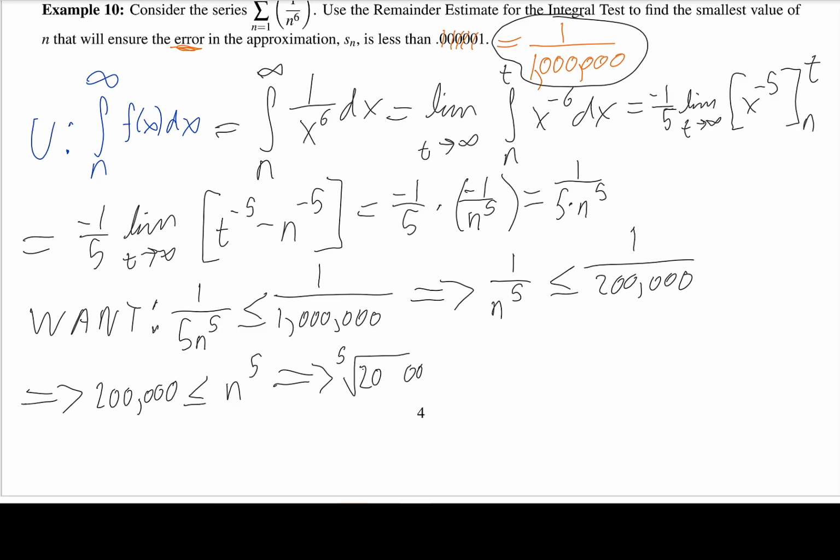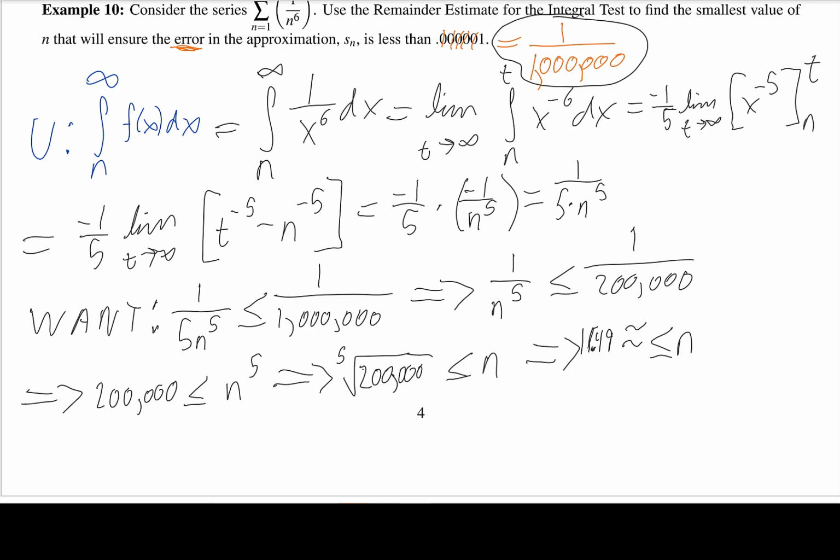That's a comma, not a 1. There we go. So we want n to be greater than or equal to that. Now this is a time where you pull out the calculator because none of us know the fifth root of 200,000 off the top of our heads. And so this means that we want n to be greater than or equal to, this is approximately 11.49 if you use a calculator and round to 2 decimal places.